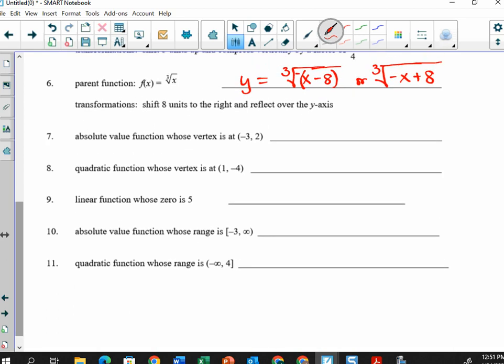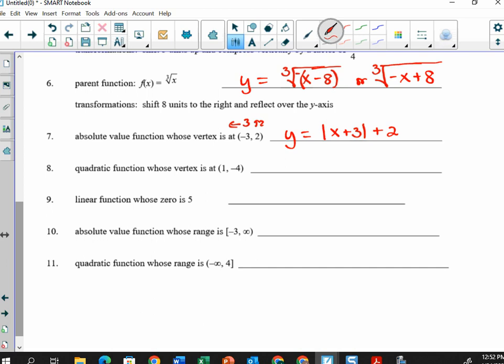Absolute value function with a vertex at negative 3, 2. What does that actually mean that we're doing? So it's going to be left 3, right, and up 2. So how do I do that in terms of the equation? Yep, x plus 3 inside, plus 2 on the outside.